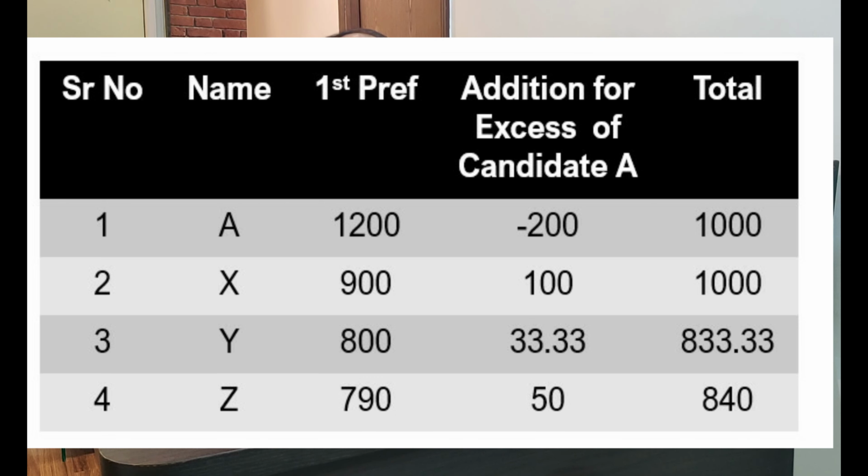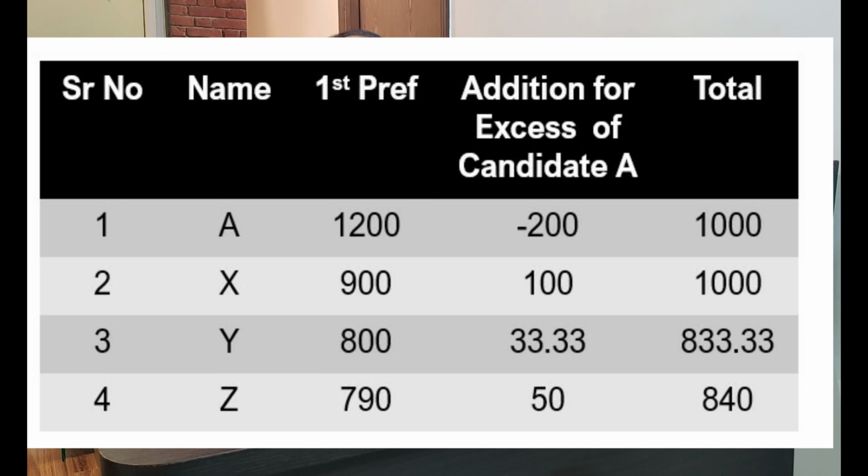Now candidate X originally got a first preference vote of 900, and 100 votes he gets transferred from the excess of candidate A, right? Because he got 600 second preference votes in that total 1200 number, 50% he gets. So out of 200 he got 100.